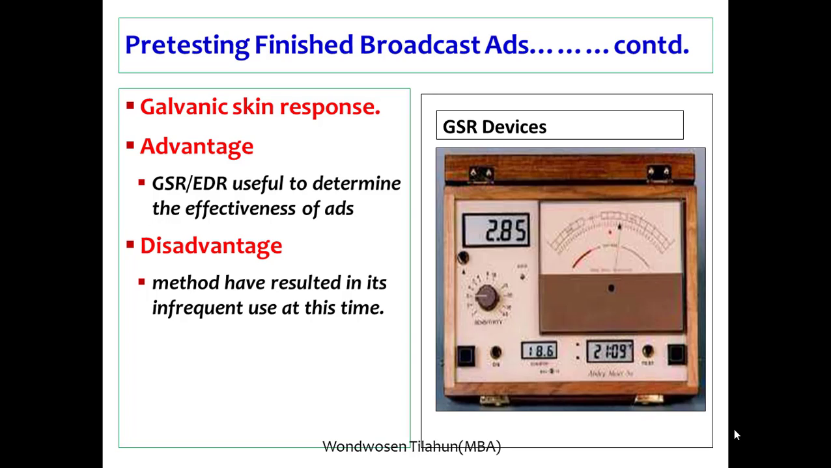When you see its advantage, it's useful to determine advertisement effectiveness. It gives us genuine information. If they are happy or interested in our advertisement, we can come up with genuine results. But when you see its disadvantage, the method has resulted in infrequent use at this time. They believe that this method is old, because currently there are developed neurological technologies which measure the effectiveness of advertisements.